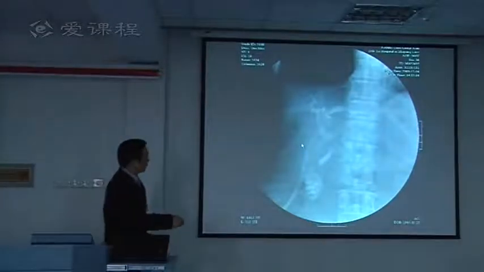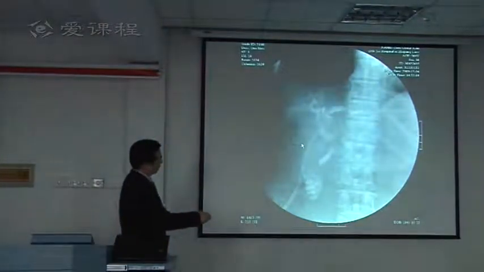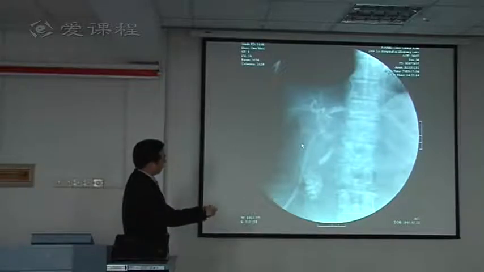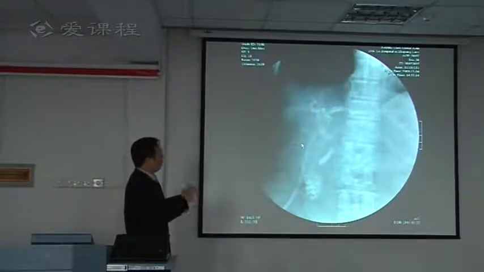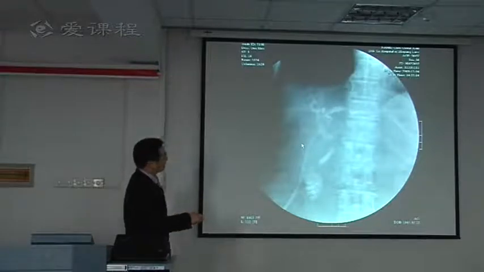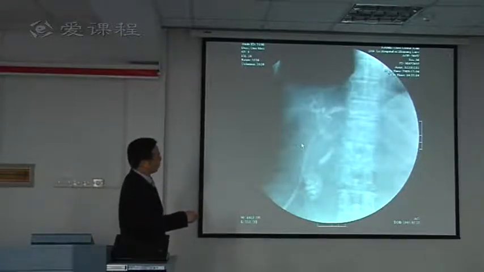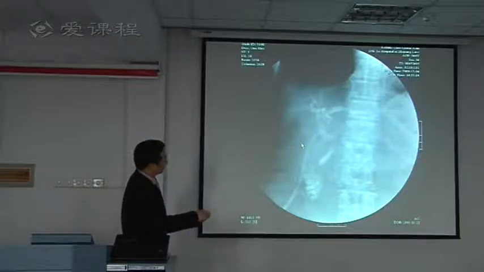Now, okay, we can see this is the common bile duct, but we have a filling defect here, maybe an occupation. So through T-tube angiography, we can examine whether the CBD is normal or has a stricture or any other disease.